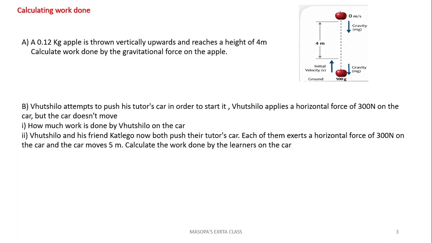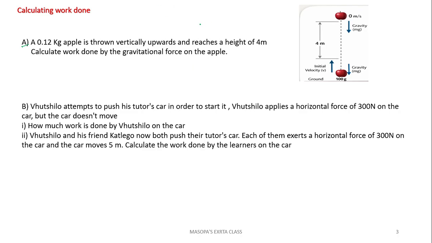So let's quickly look at how we calculate the work done on an object. Here we have a 0.12 kg ball that is thrown vertically upwards and reaches a height of 4 meters. We have to calculate the work done by the gravitational force on the ball.